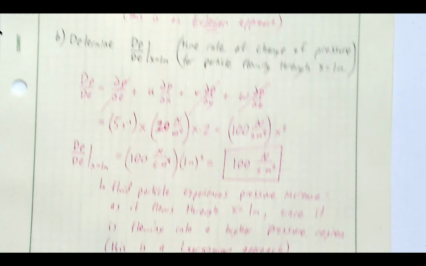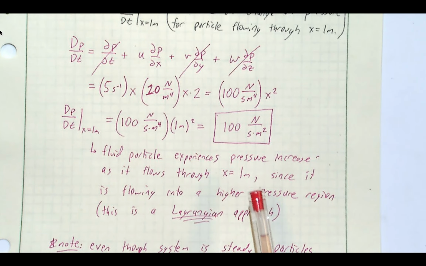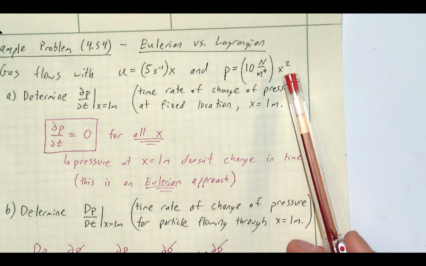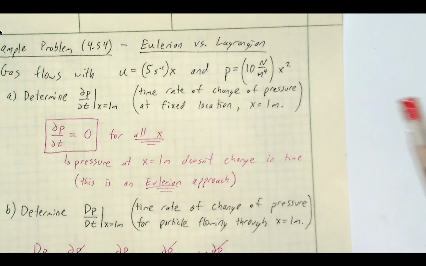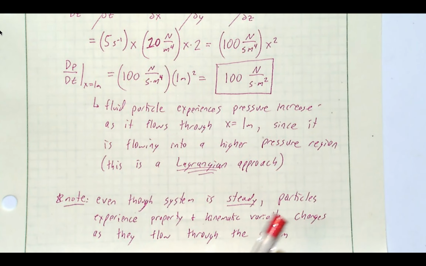All right, so written out here, the fluid particle experiences a pressure increase as it flows through this location in space, not because the pressure at that location in space is changing, but because it's flowing into a higher pressure region. As it goes further along x, pressure is going to get higher and higher, and it's flowing in the positive x direction because the velocity is taking it there. So that particle is just flowing into a higher pressure region, and therefore that particle's pressure will increase. And this is a Lagrangian approach, as I said.